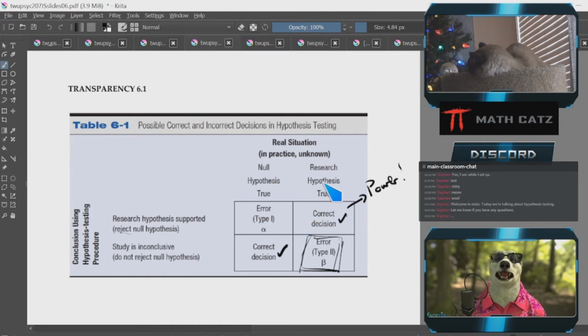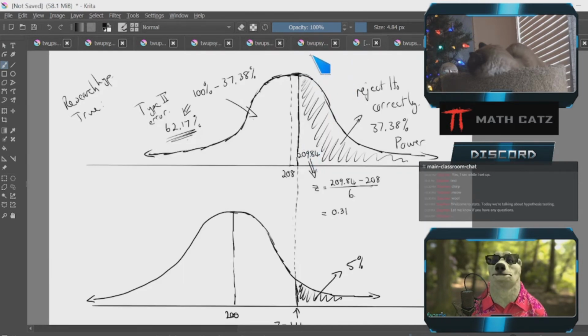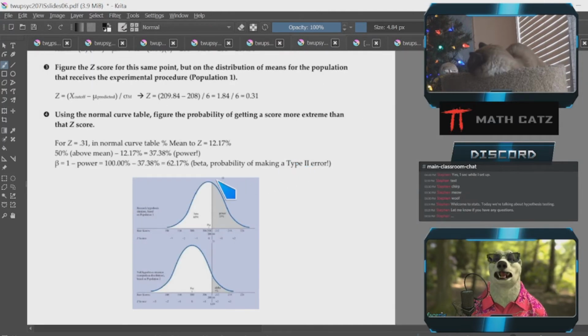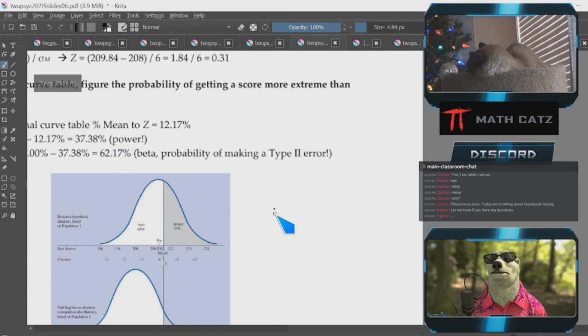Correctly reject the null hypothesis when we should have. And then 100% minus the power will be 62.17, and that will be our type 2 error. So we'll do another example at the end, but I want to get this picture. Maybe this picture over here is a little better than my drawing, but it is exactly the same.